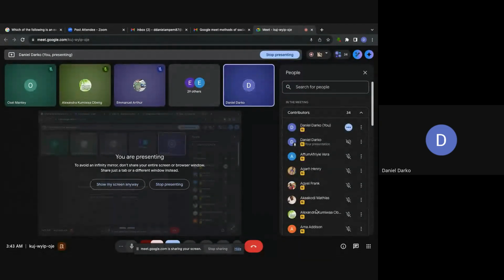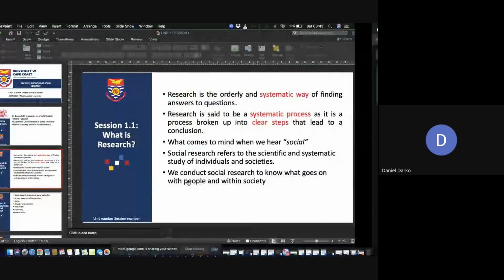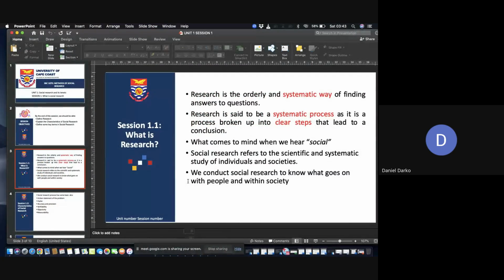So there is something which is unknown that you want to know, and if you want to get to the unknown, then you need to search for it. So basically, we search for information, we search for the unknown, so that we come to know what is hidden. So research is the orderly and systematic way of finding answers to questions.